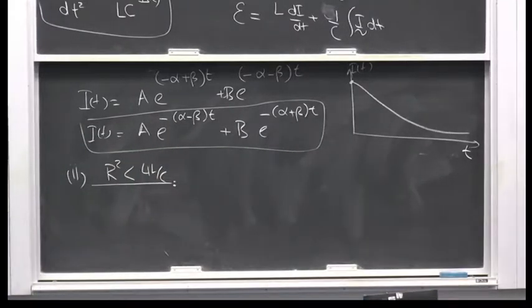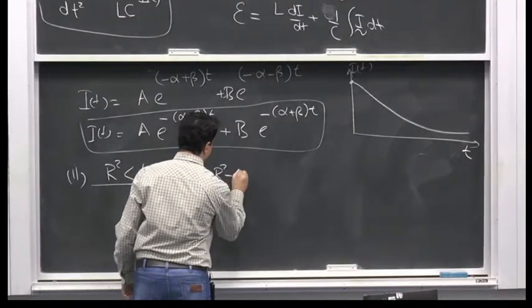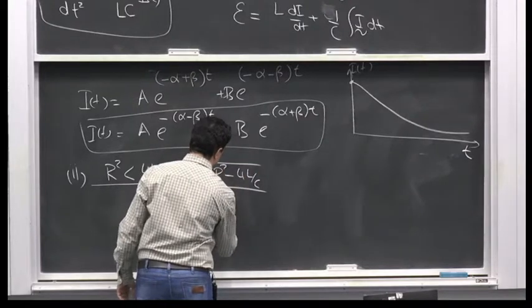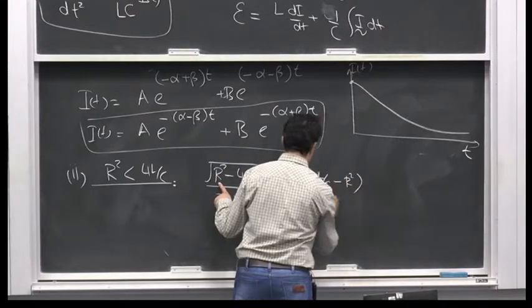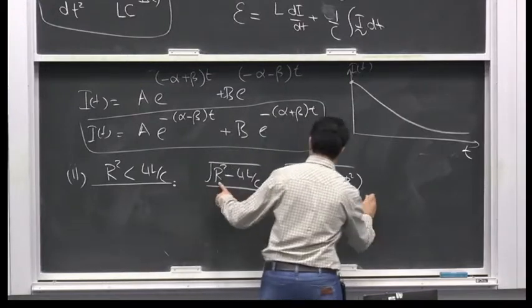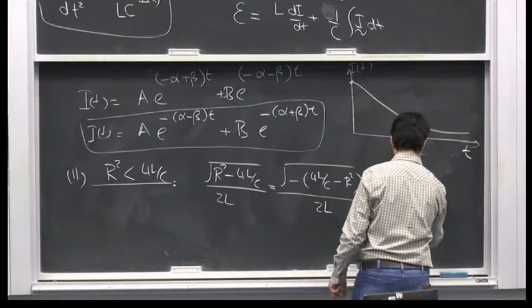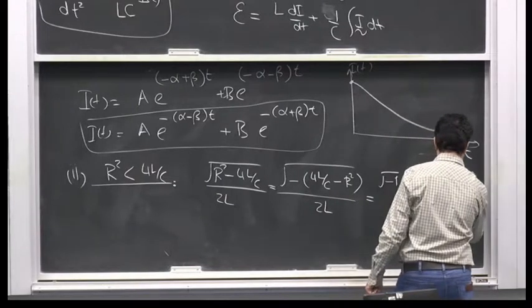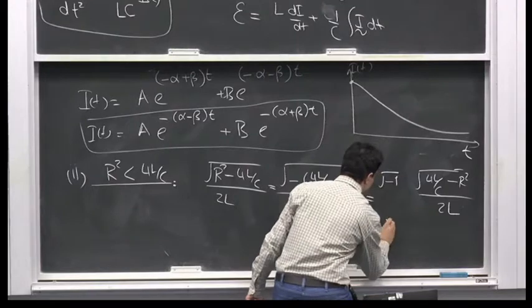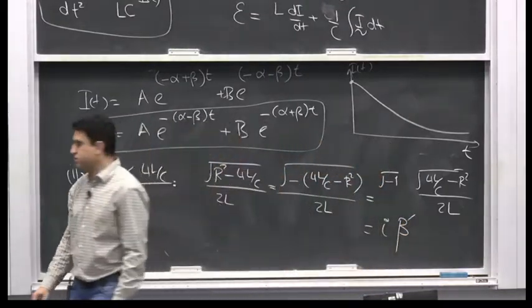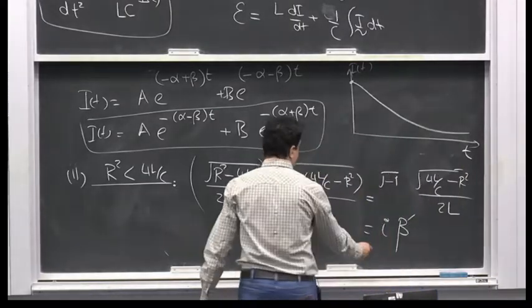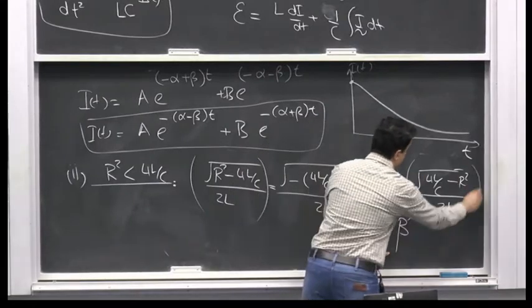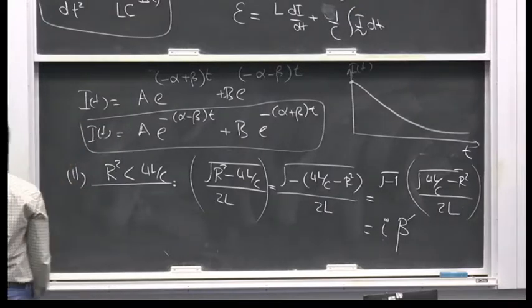So if R squared is less than 4L by C, what you have inside the square root is a complex number. So you can write (R squared minus 4L by C) divided by 2L like this. You can write the second part of the solution in this way. It becomes complex. Your beta prime is given by that thing. So your solution becomes of a form.